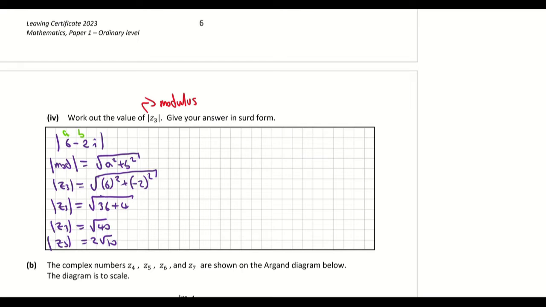The question, if you read it again there, says it wants it in surd form. So that's its simplest form in square root, it doesn't want it as a decimal. It can't be simplified any further. So 2 root 10 is our answer here.